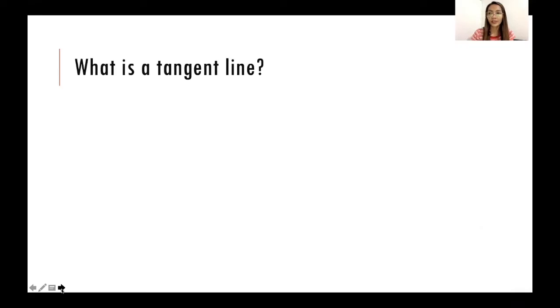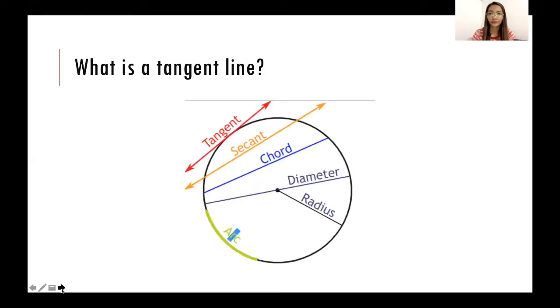Let us first define what is a tangent line. I know you are already familiar with the definition of a tangent line. Say for instance, we have a circle here. In a circle, we have the diameter, diba? The radius, the arc. We also have lines such as chord, secant line, and the tangent line. You always see the tangent line outside, touching the curve.